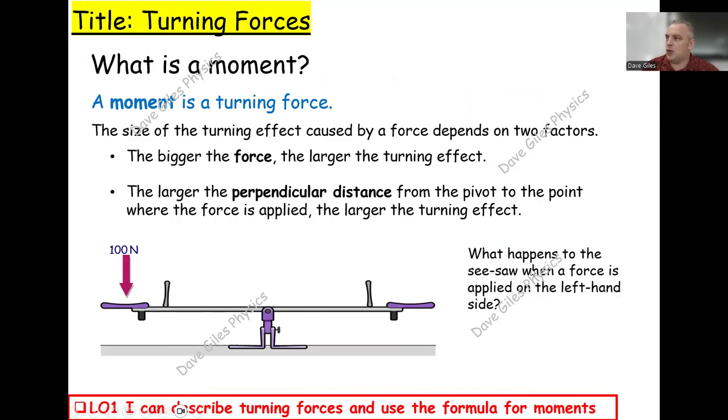You can see here on a seesaw. So what happens to the seesaw when a force is applied on the left-hand side? Well, when a force is applied on the left-hand side, this side will move down, this side will move up, or we can say it experiences a moment. Rather than use the term up and down, it's going this way around, so that's an anti-clockwise moment.